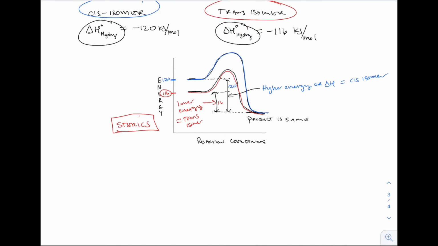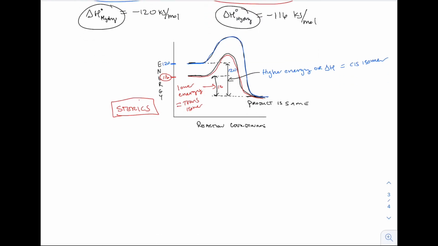and how we can relate the heats of hydrogenation to the stability. Okay, so it's all about sterics when we're talking about trans. Okay, because other than that, there's no difference. They're the same bond connectivity.